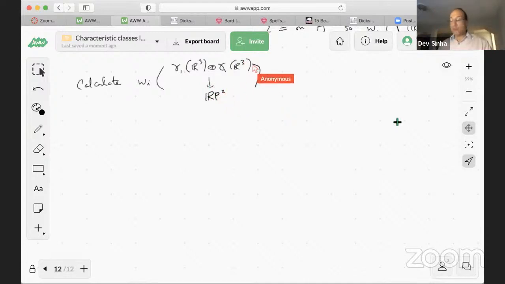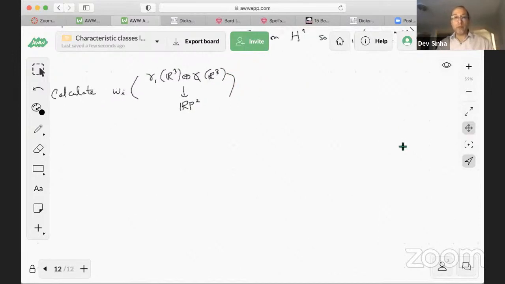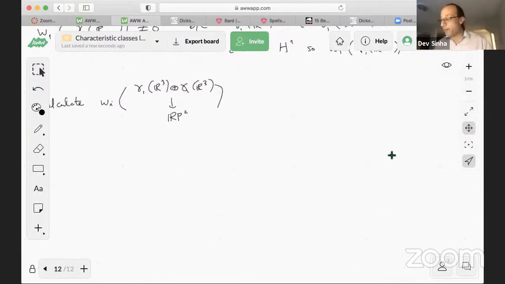I'm taking the internal direct sum. Whitney sum, of course, holds for external as well by naturality. You could, in fact, take that as the axiom. They're equivalent by naturality. So what you have is that W1, I'll omit the bundle altogether, is W0 of the first factor times W1 of the second, plus W1 times W0.